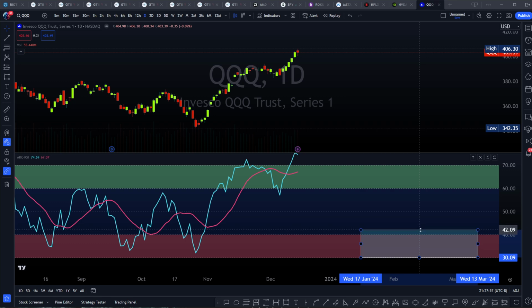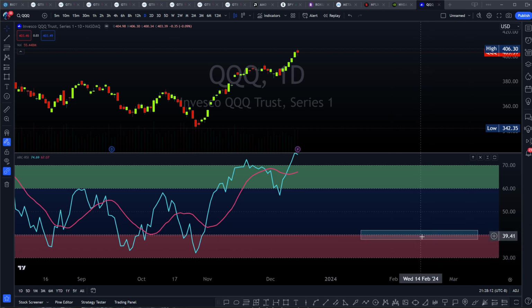Let me see if I can get it as close as I can, right? That should do it right there. And bring it down to 38%, which would be the opposing side, right? So let's go ahead and do it just like this over here. There we go. This is called a gravitational zone, okay?